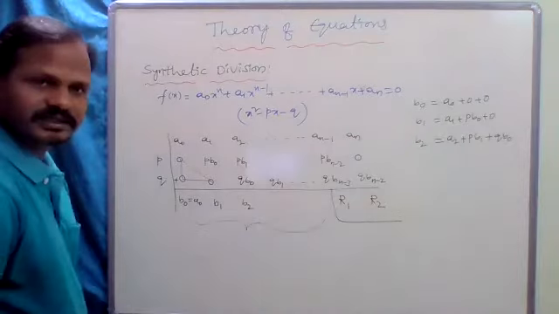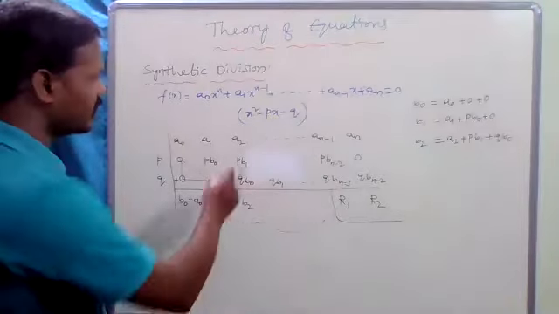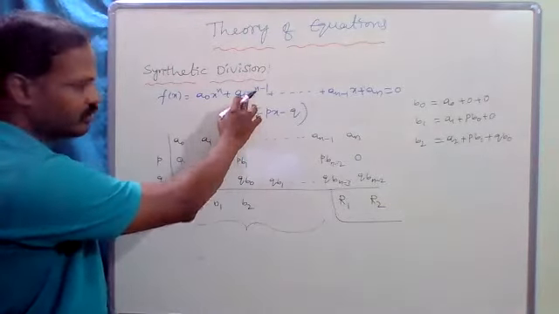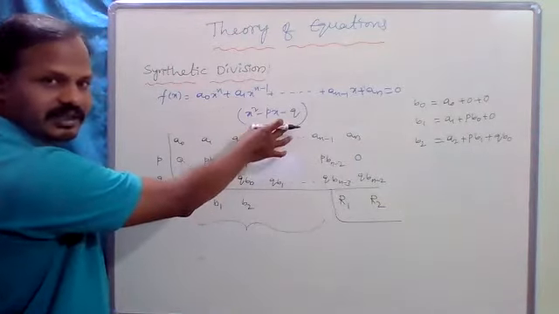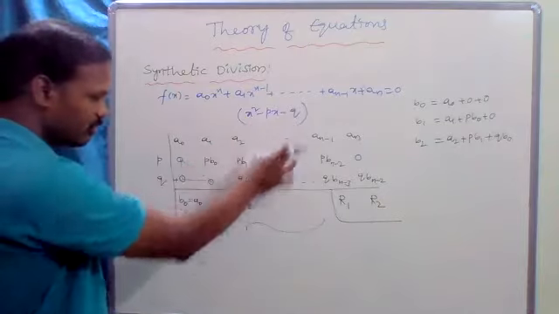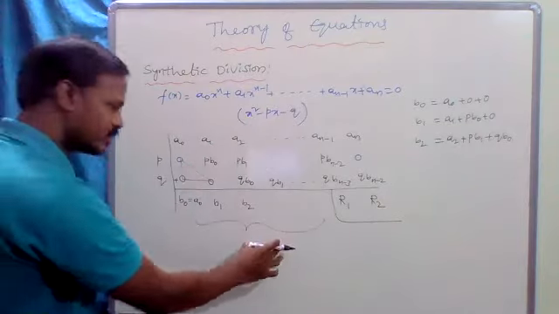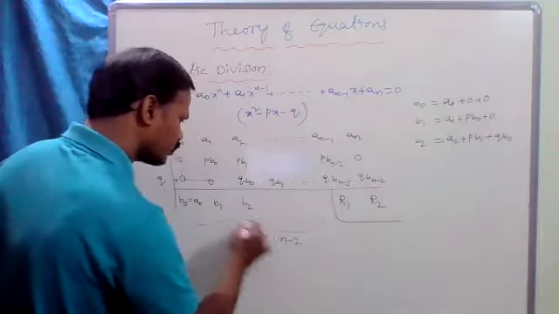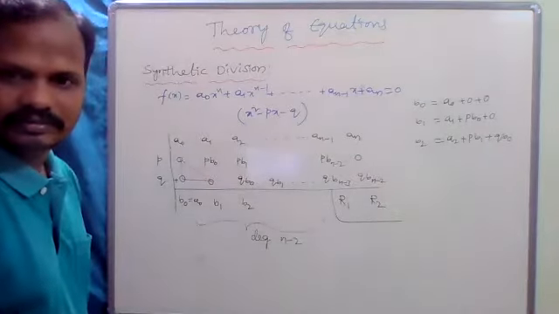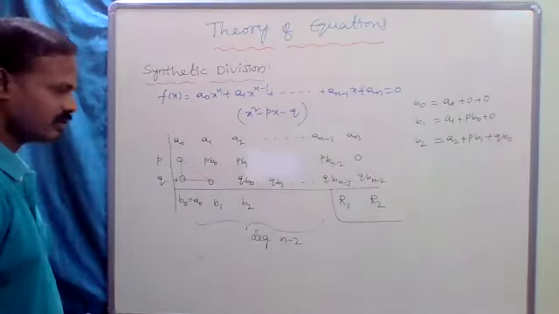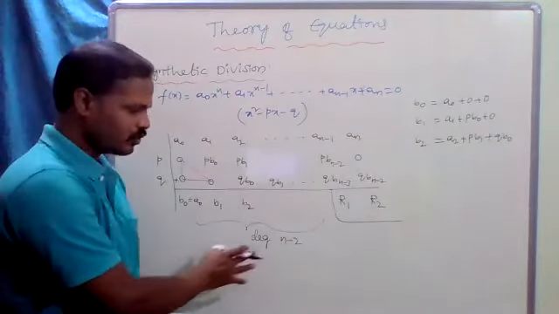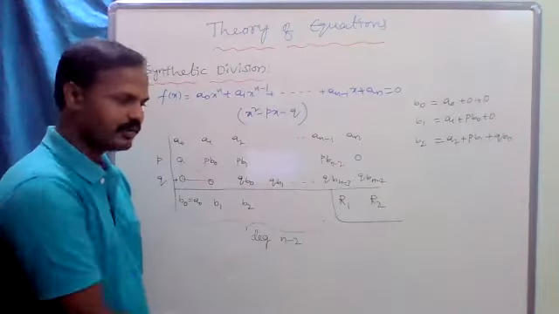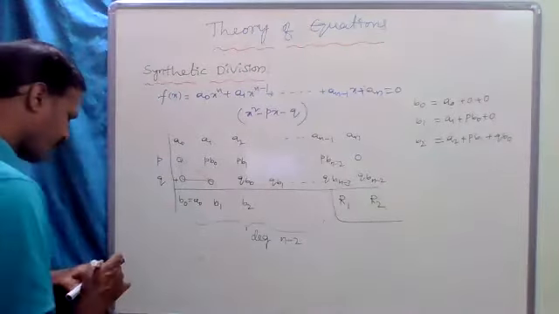The degree of this quotient is n minus 2, because f of x is a polynomial of degree n and the divisor is of degree 2. Is it clear? So this is the process. You have to write this polynomial as in the first case. So what is our f of x here?